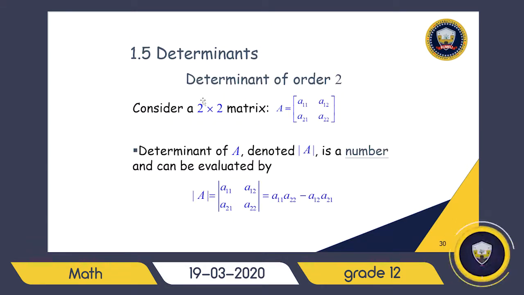We also talked about the determinant of a matrix of order 2 by 2. If we have an A which is a 2 by 2 matrix, we can find the determinant of A by just multiplying the diagonal elements minus the other elements. We call this the determinant of A. Why do we need this? We need the determinant to find the inverse of the matrix A.